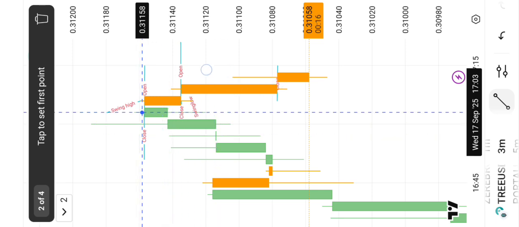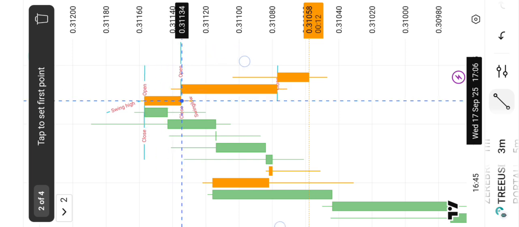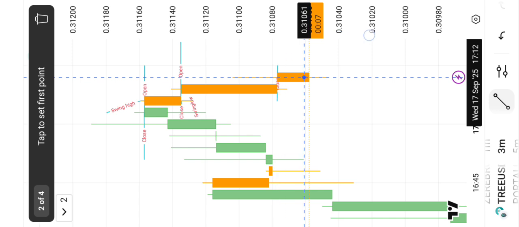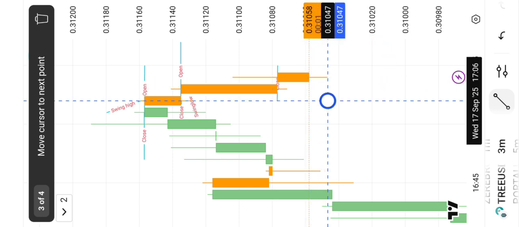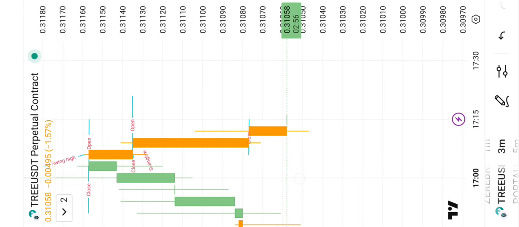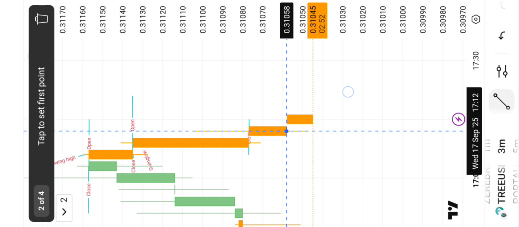Then this one opens here. You can see that it's a bearish candle. It closes here. It opens here, closes here. Opens here, trying to close. Let's see where it closes. Remaining 6 seconds. Can you see it has closed? It has closed here.